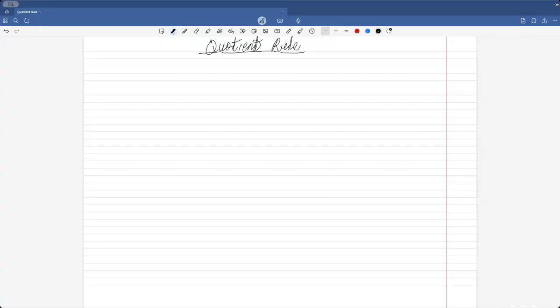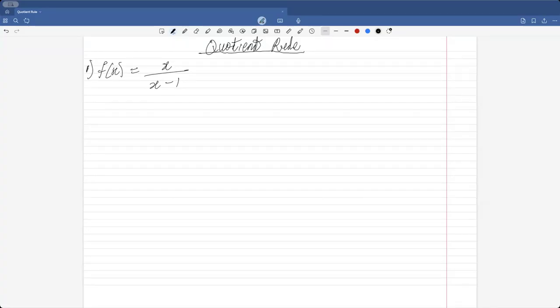In this video, we want to talk about quotient rule. So let's say we have a function that says f(x) equals x over x minus 1. So how can you find the derivative of this function?